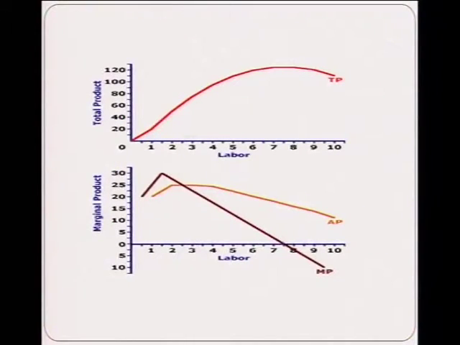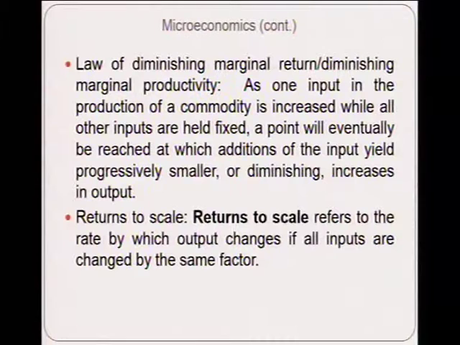Back to this diagram. As we increase labor, from the first worker to the second to the third, output is increasing. Beyond the eighth or seventh worker, the output begins to diminish. And that is the law of diminishing marginal returns. Holding other things constant as you increase one production component, total product is going to increase. After that, it's going to diminish. Returns to scale. Returns to scale basically refers to the rate by which output changes if all inputs are changed by the same factor.